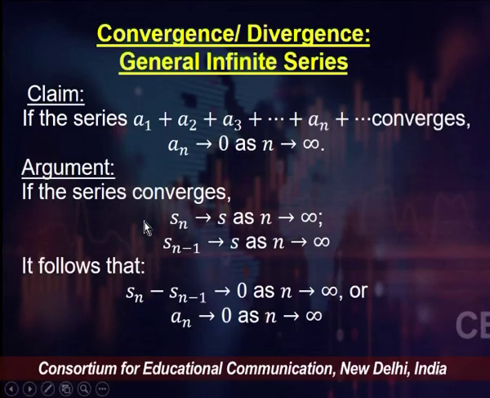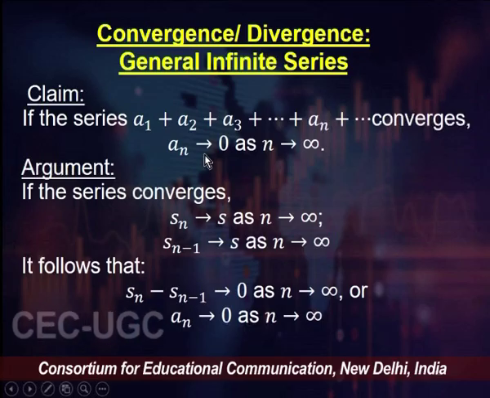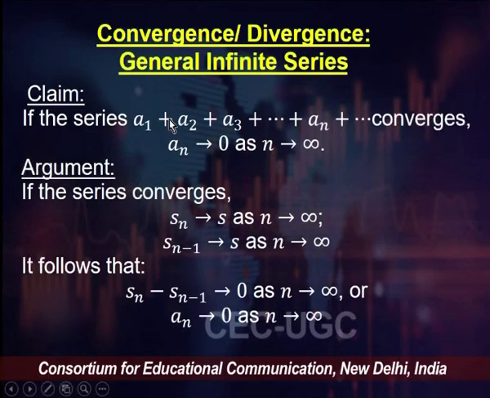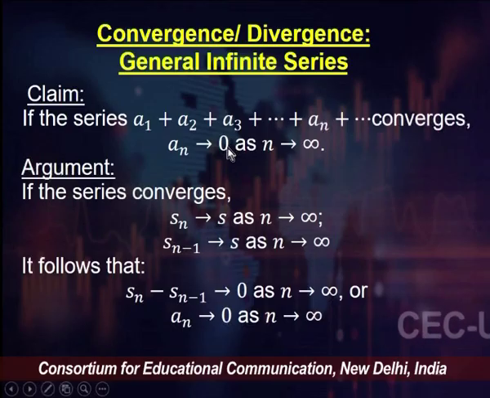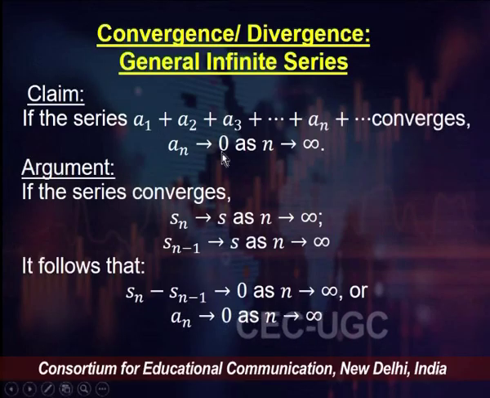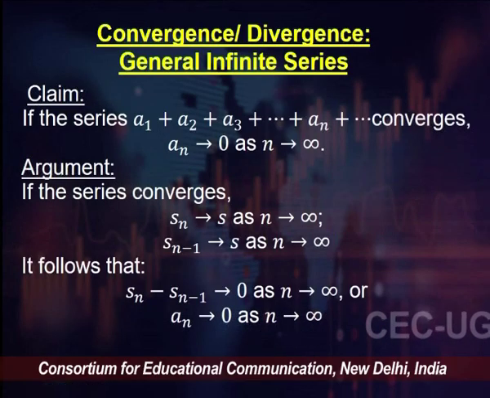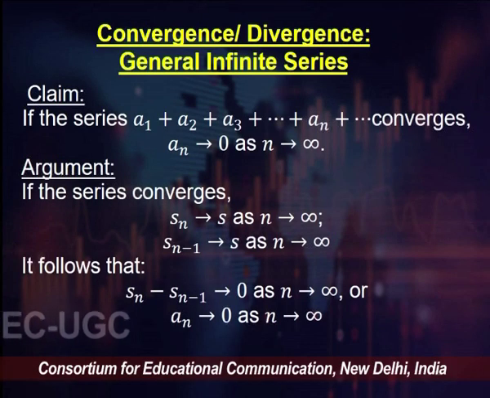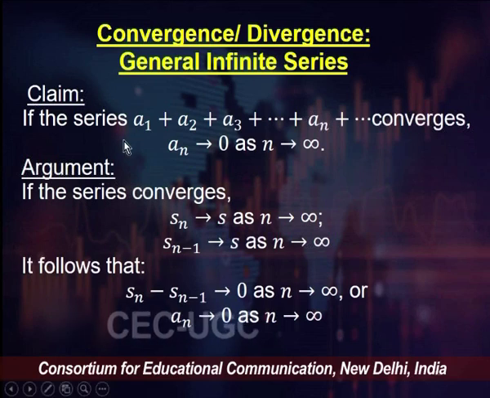Now, let us come back to a general infinite series discussion. The claim that I have here is that if the series a1 plus a2 plus a3 and so on converges, then it must necessarily be true that the nth term tends to 0 as n tends to infinity. This is a very important result, and there are some nuances here which you must be very alert about. So, please pay attention.